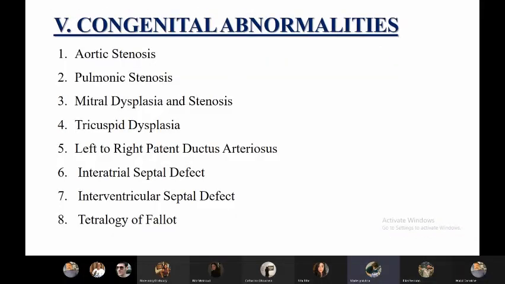Now on to the congenital abnormalities, which will consist in the first two parts of the stenosis of the semilunar valves, and then the atrioventricular congenital abnormalities, then the patent ductus arteriosus, specifically left to right shunting, then the septal defects between the atria and the ventricles, and finally tetralogy of Fallot.